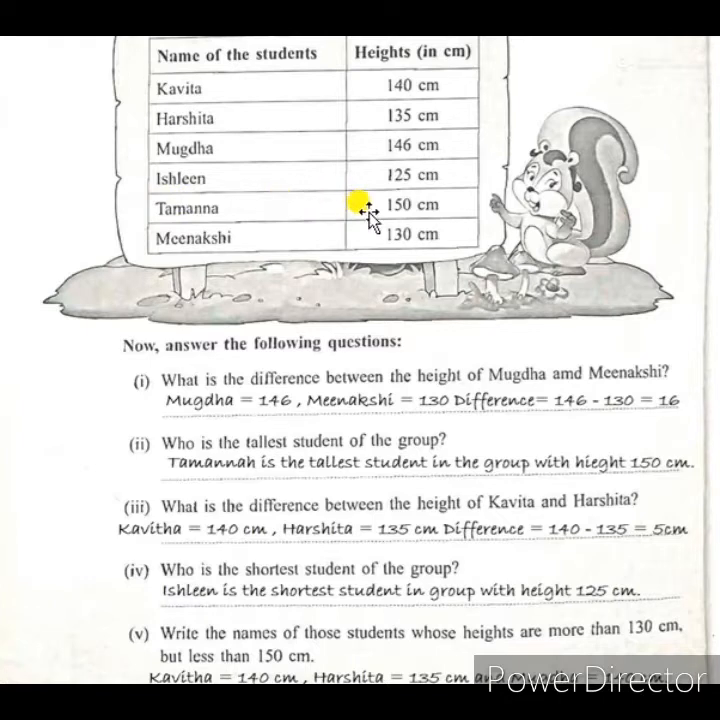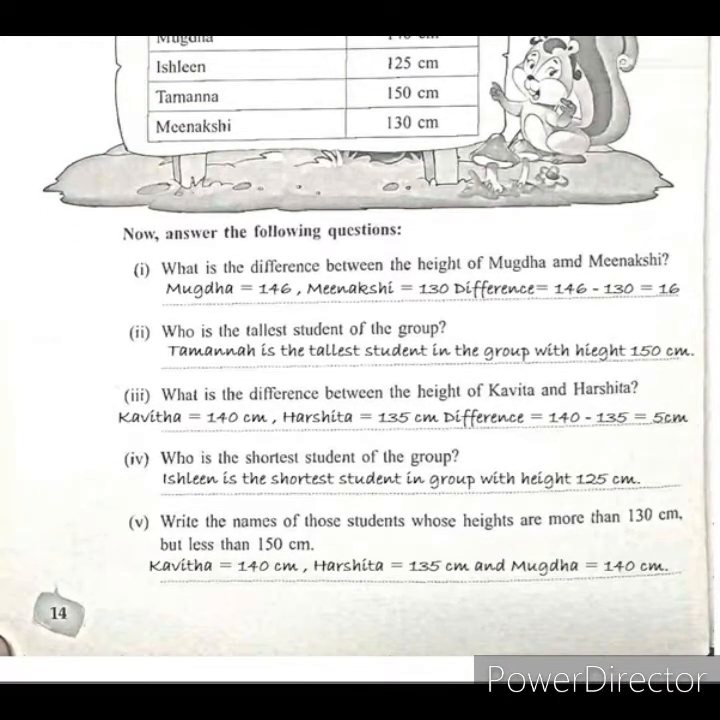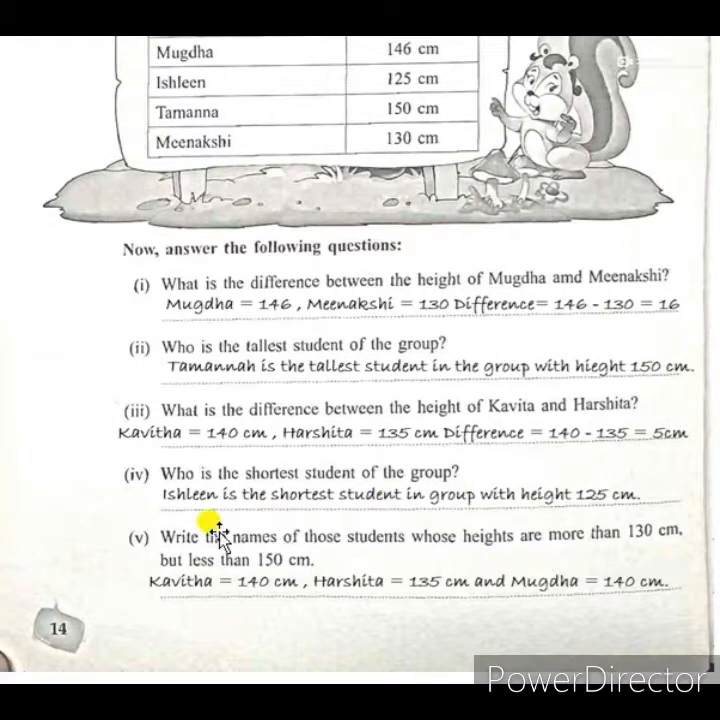So who is the smallest or shortest student of the group? The shortest student of this group is Isleen with the height 125 centimeter. Students, all the answers you have to copy just below this question.